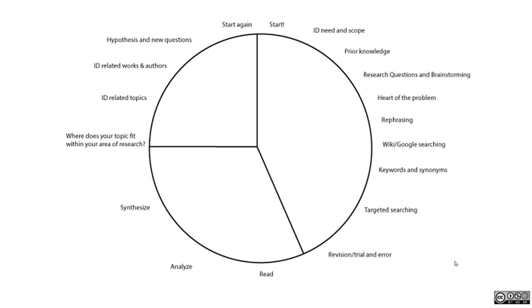We'll look at rephrasing, understanding where basic searching like Wikipedia and Google come into this and how to use those as an effective tool in your larger process. So not as a stopping point, but as an early step. How to develop keywords and synonyms.